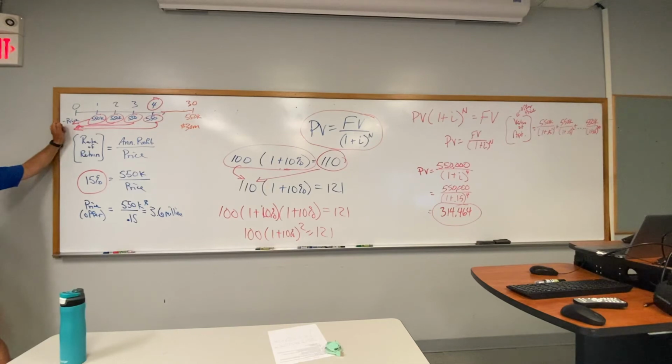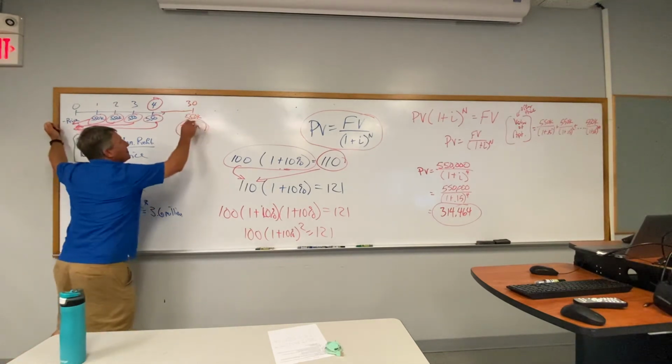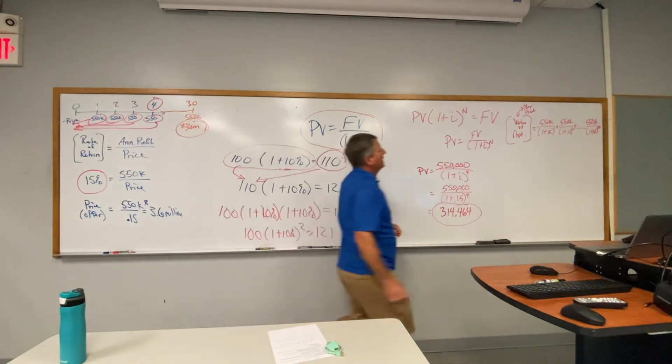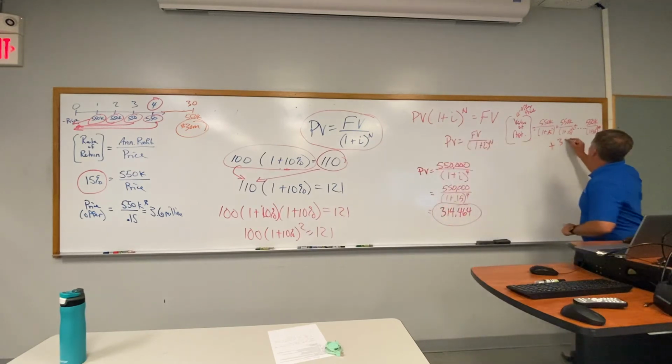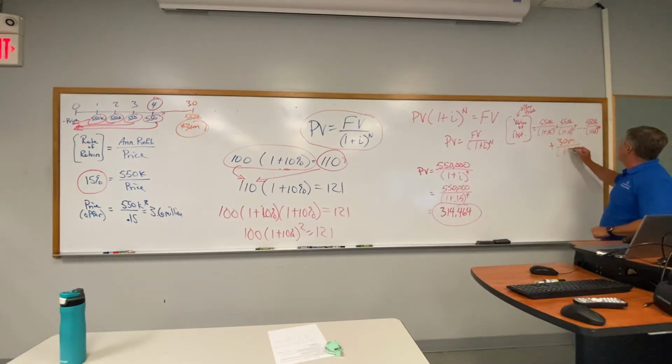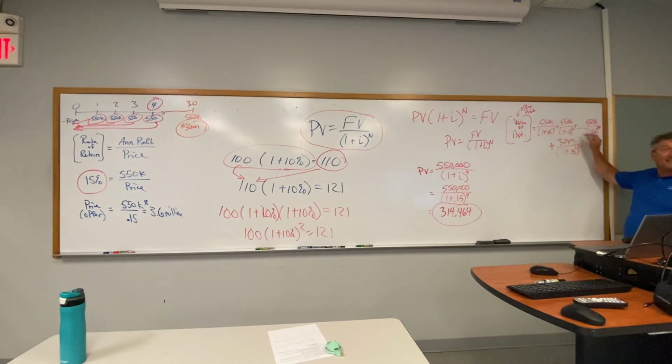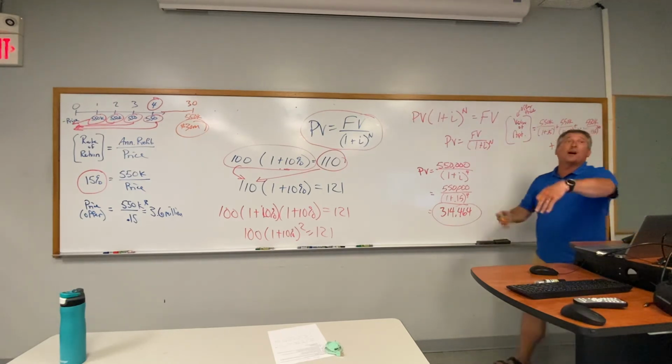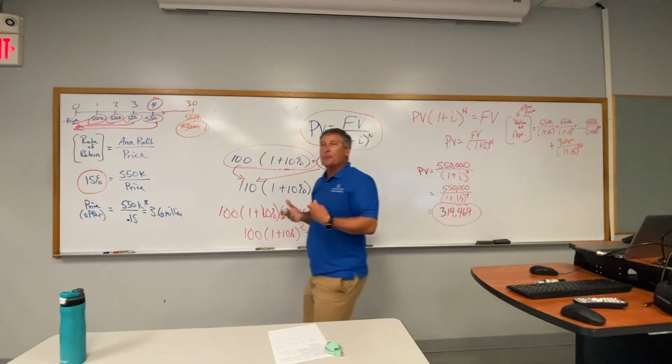And now I got to take this 30 million and tack it on to this equation, plus 30 million divided by 1 plus 0.15 raised to the 30 power. So I tack my sale price 30 years from now onto that and bring it back in time.